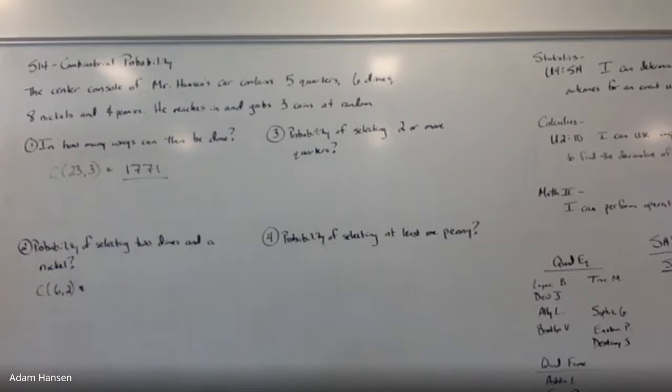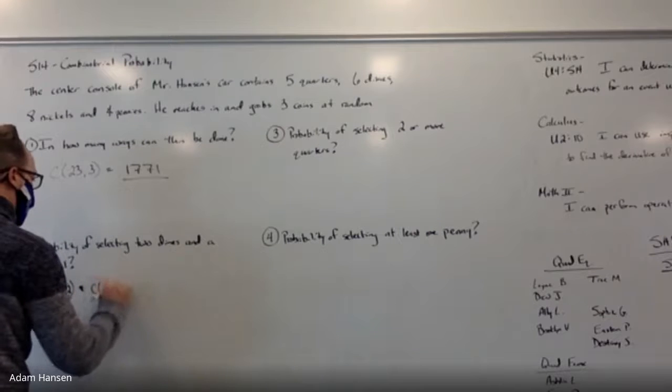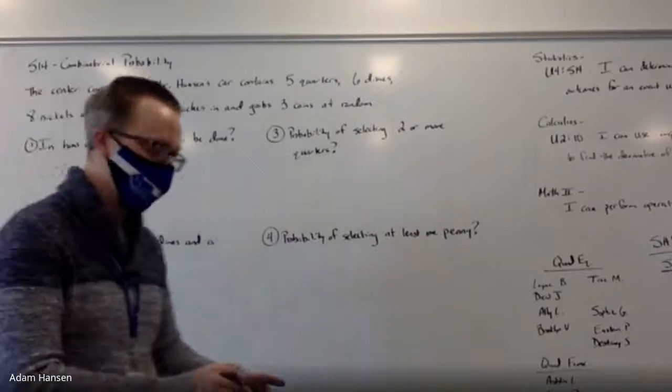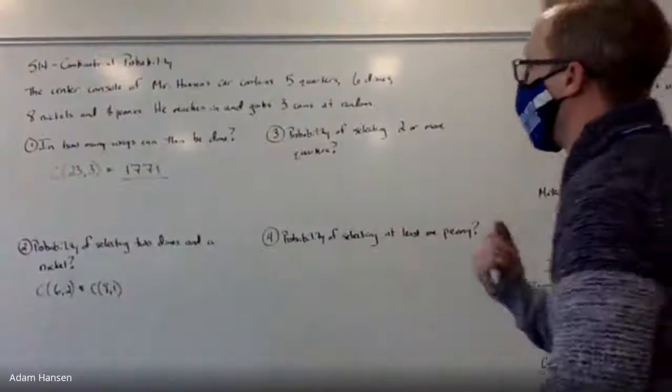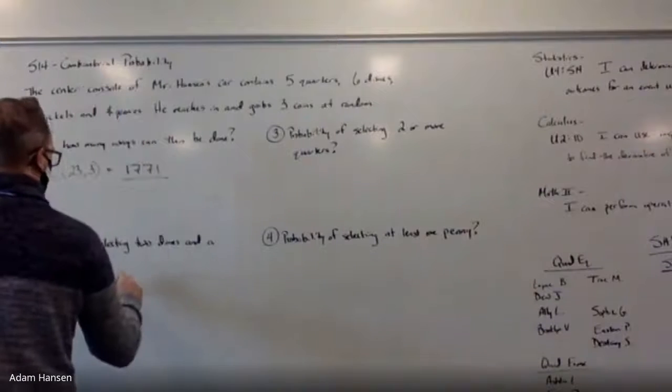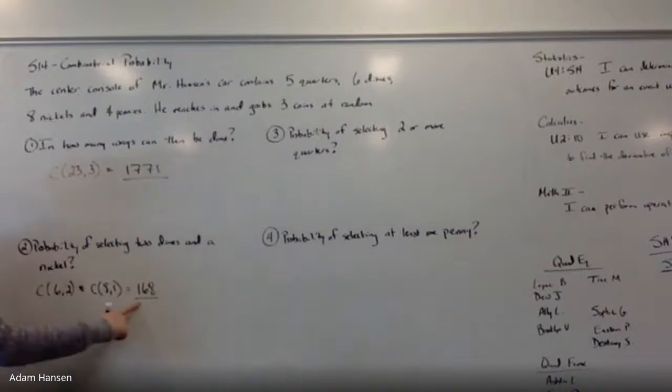I want 2 dimes and a nickel, so let's multiply times the combinatoric for how many ways there are to draw the nickel. I think there are 8 nickels, and I need any one of them. So 8 choose 1. 6 choose 2 times 8 choose 1 for the nickel is 168. This would be what I want to happen.